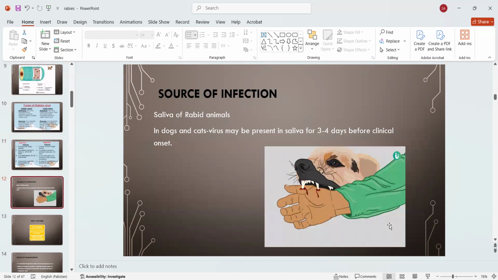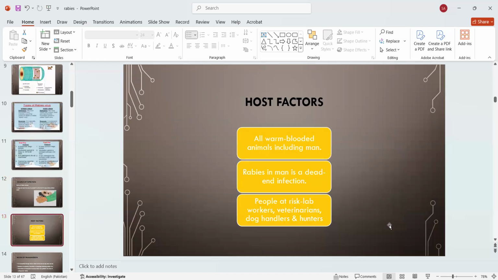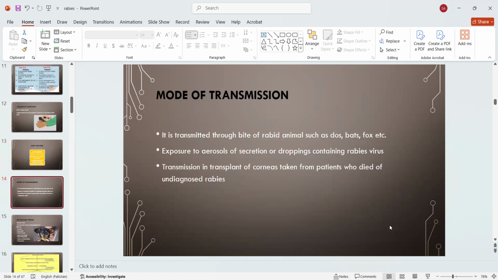What are the sources of infection? The saliva of rabid animals. In dogs and cats, virus may be present in saliva for 3 to 4 days before clinical onset. The host factors are all warm-blooded animals, including man. Rabies in man is a dead end infection. People at risk are the lab workers, veterinarians, dog handlers, and hunters.